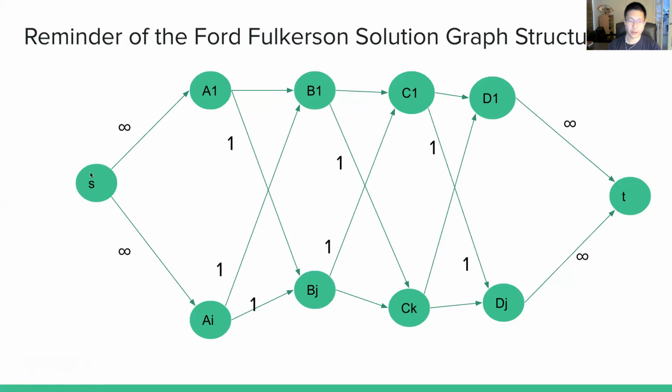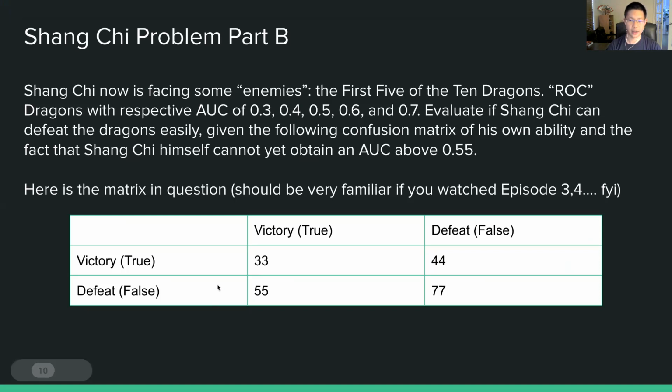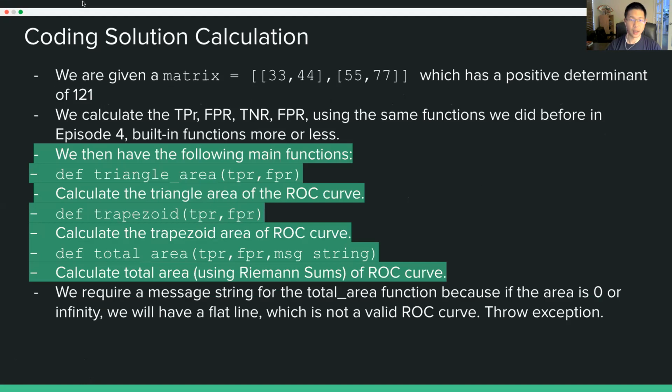Here's a reminder of the graph: a source, a sink, infinite edges on the outside, one on the inside. All right, part B. Now here's the matrix in question that we had before from episode 5. You know how it looks. The coding solution is quite geometric.